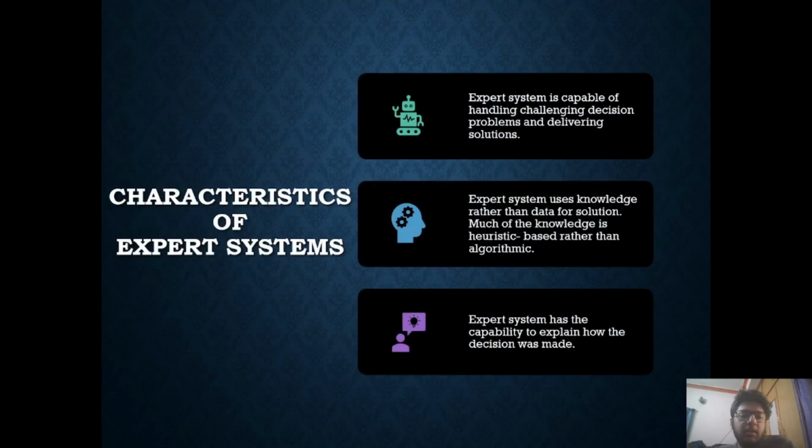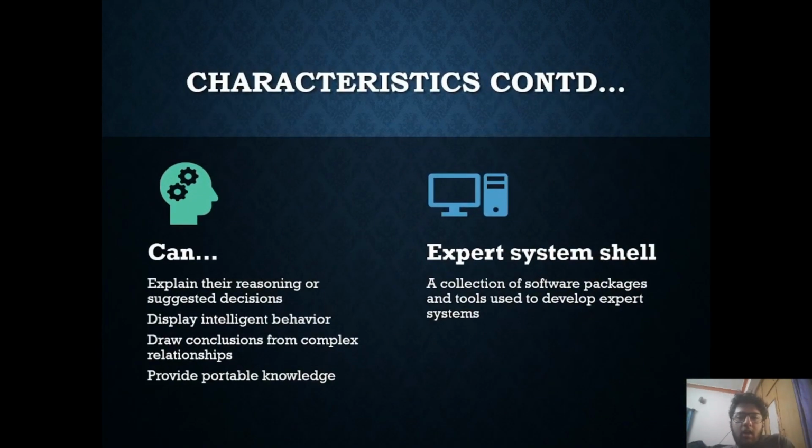So characteristics of an expert system are that it is capable of handling challenging decision problems and delivering solutions. So these use knowledge rather than data for a solution. That is, these have much of a heuristic based knowledge approach than an algorithmic approach. And expert systems have the capability to explain how the decision was made. And these can also explain the reasoning on suggested decisions, display intelligent behavior, draw conclusions from complex relationships, and also provide portable knowledge. So in an expert system shell, a collection of software packages and tools are used to develop expert systems.